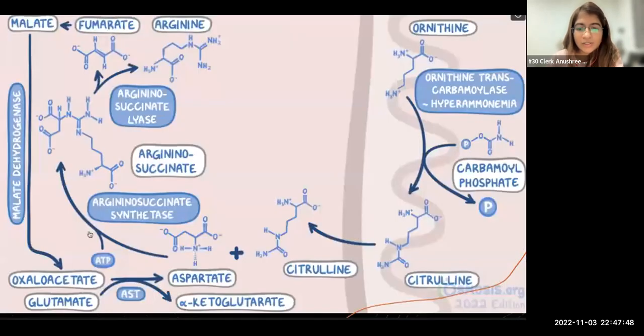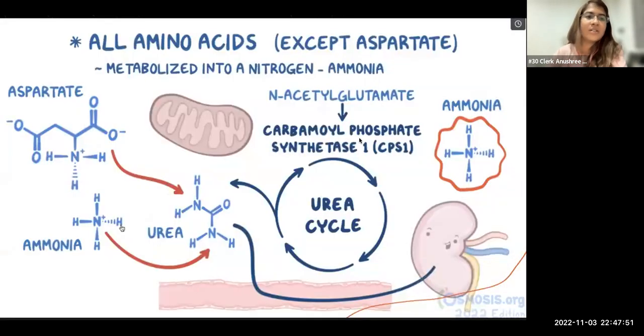So moving on, I'll try to summarize it now. So I told you all amino acids are metabolized into a nitrogen that would give out ammonia, except for aspartate. Always take note of the exceptions. And in this one, I told you aspartate and ammonia would enter the urea cycle, and urea is formed by the urea cycle. And the kidney would excrete out urea.